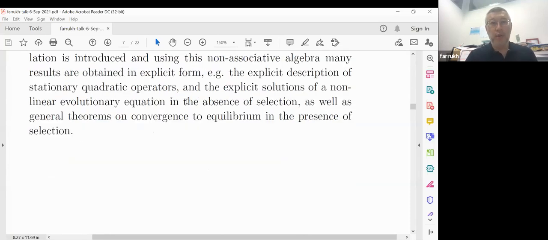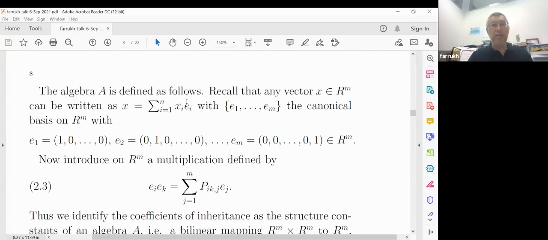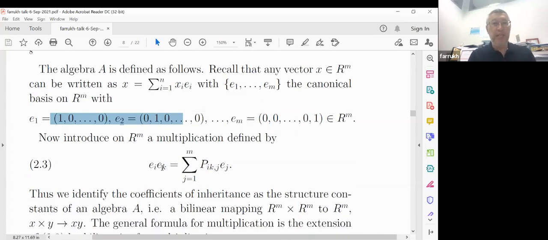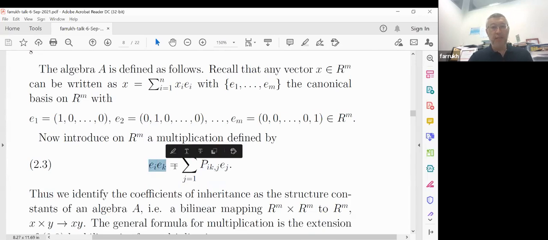So now I want to remind you a little bit how the algebra will appear from this type of evolution. Okay, first of all, I will take a vector x, and vector x can be written, of course, I'm talking about R^n right now, with the standard basis. So any x I write in the standard basis in this form. Now I introduce multiplication by the following rule. So multiplication of two basis vectors I define by the following rule.